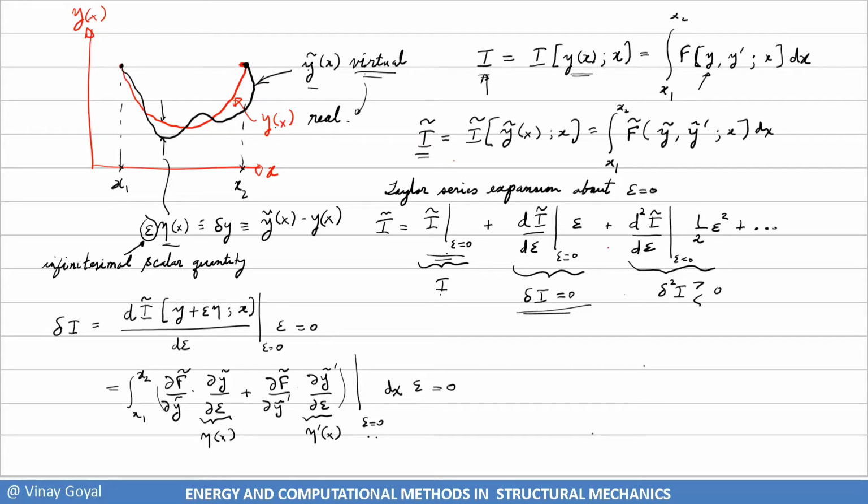And you can see here that when I set epsilon equals 0, this f tilde goes away, becomes f, y tilde becomes y, everything becomes the original function. So I get the integral from x1 to x2, and I get partial of f with respect to y. And then this eta times epsilon becomes exactly this del y right here. So I get del y dx equals 0. And then I showed you how to integrate by parts.